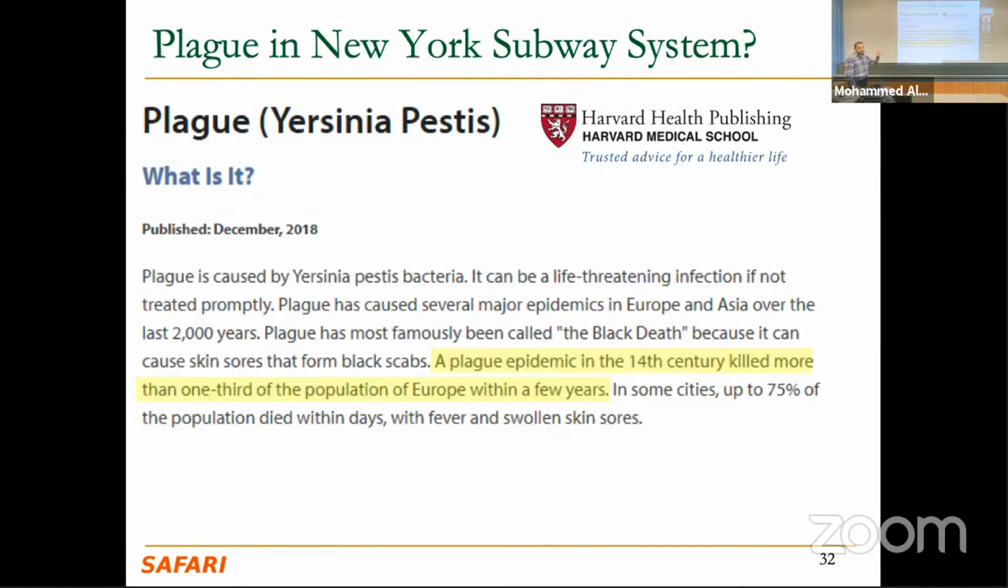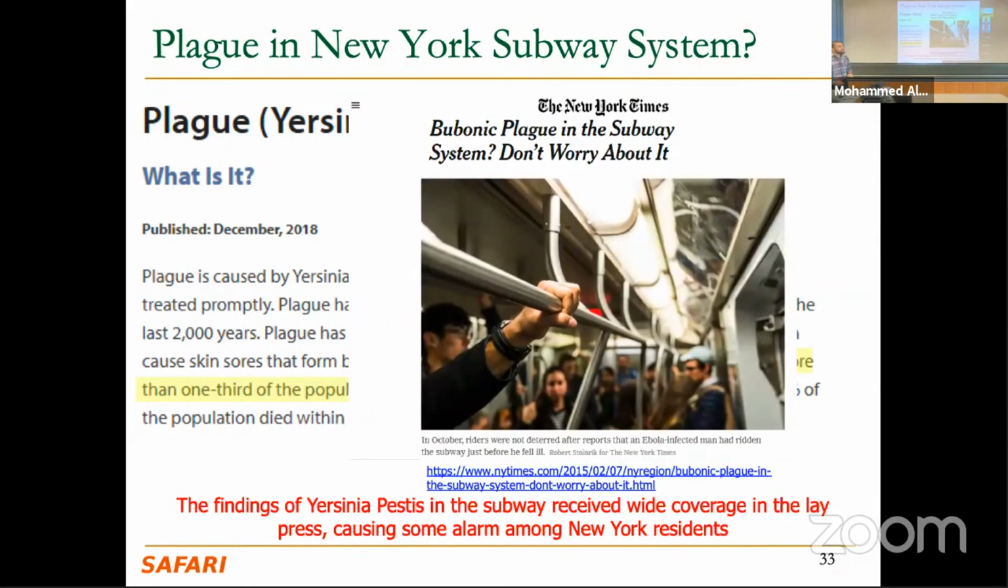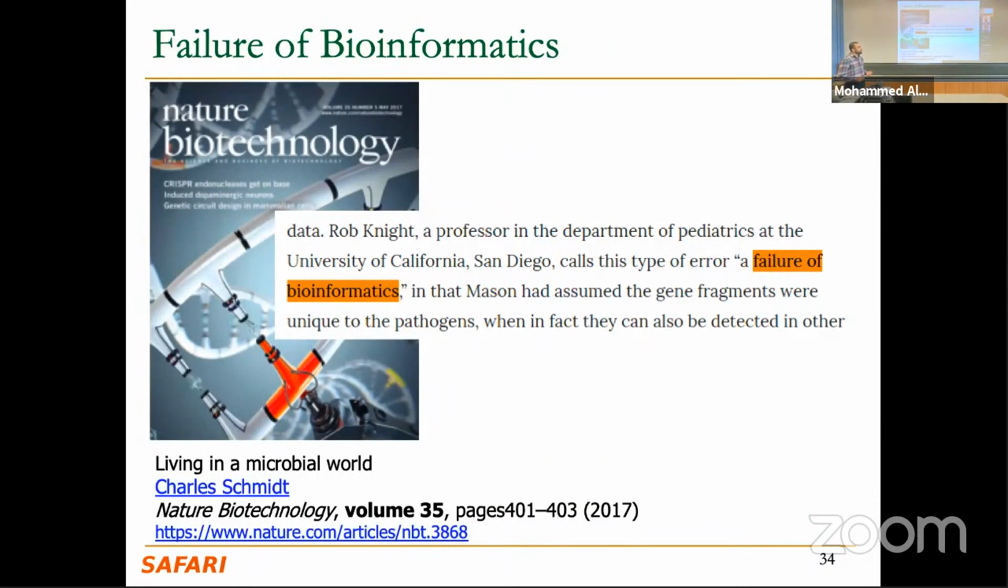So this is the dangerous thing they found in New York subway stations. They found traces of Yersinia pestis. If you don't know what this is, it is a bacteria that killed more than a third of the population in Europe in very few years. This is very dangerous to find in a New York subway station. However, this raised a lot of alarms in the media, but luckily it was a false alarm. It was a false positive. And some people call it a failure of bioinformatics. This is not a failure of bioinformatics. I would call it rather a failure of the tool that was used for the analysis.